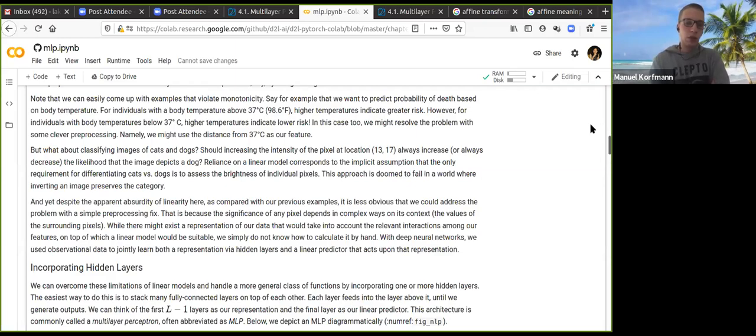And yet, despite the apparent absurdity of linearity here, as compared with our previous examples, it is less obvious that we could address the problem with a simple pre-processing fix. That is because the significance of any pixel depends in complex ways on its context, the values of the surrounding pixels.